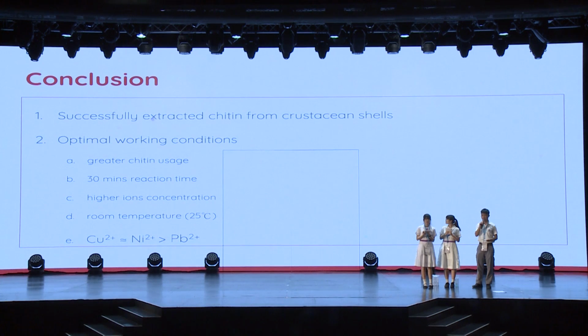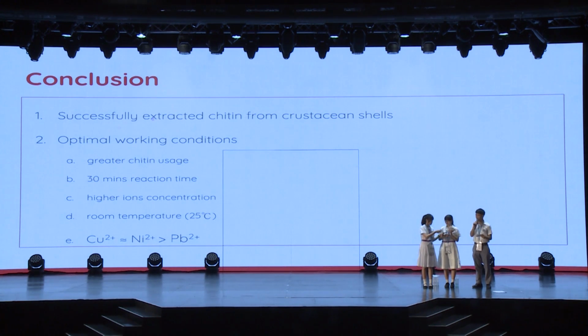All in all, we successfully extracted chitin from crustacean shells. The optimal working conditions are greater chitin usage, 30 minutes reaction time, and higher concentration at room temperature. Also, the adsorption of copper(II) and nickel(II) are stronger than lead(II). Thank you.